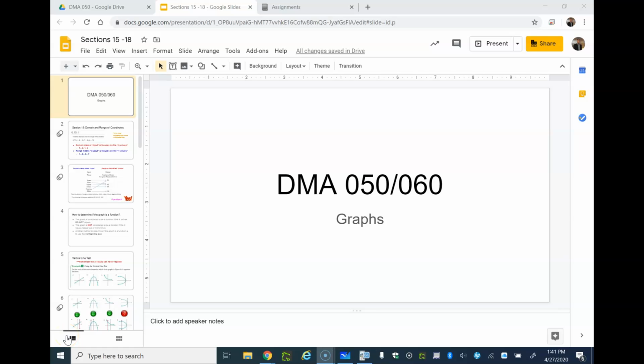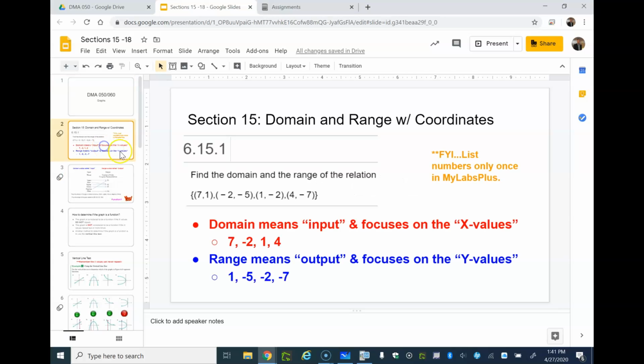So with this video, we're going to be talking about DMA 50, but it has some DMA 60 words. So you might see the 60 marking in MyMathLab, but we're actually going to be still sticking with graphs, just like we've been doing in DMA 50. The first topic we're going to talk about in section 15 is domain and range.